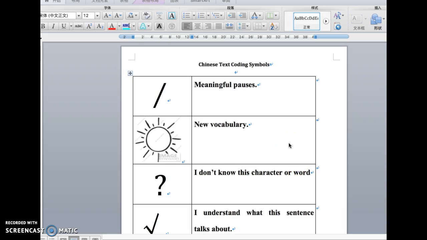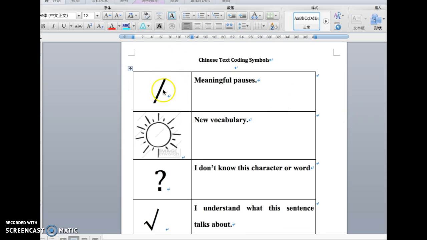Hi everyone. This video aims to give you a more comprehensive understanding of how to code at the sentence or paragraph level in Chinese. So let's start with the coding symbols. The first one here is a straight line.